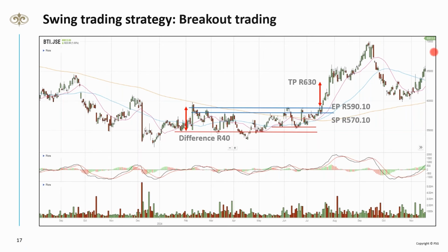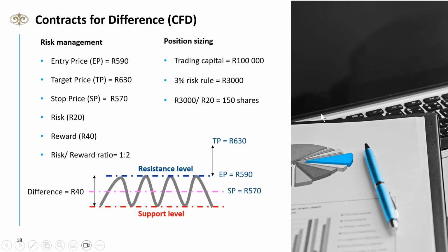Okay, so let's look at some of the numbers. How would it apply? In this scenario, I'm using CFDs, contracts for difference. My entry price was 590 at the bottom here. Remember the scenario: 40 Rand difference, I add on to that. So 590 is my entry, my target price is 630, and my stop is 570. The difference between entry and stop is my 20 Rand. My reward is 40 Rand, which gives me a risk reward ratio of 1 to 2.